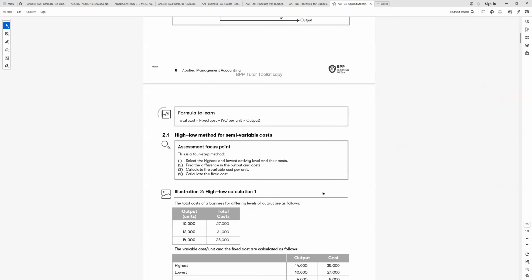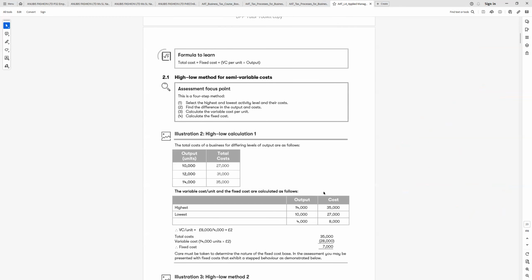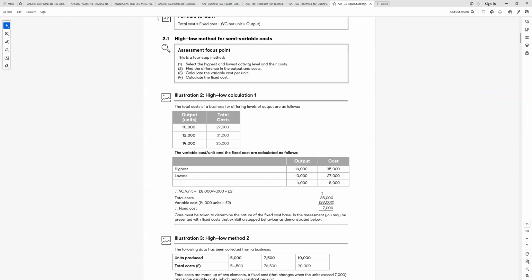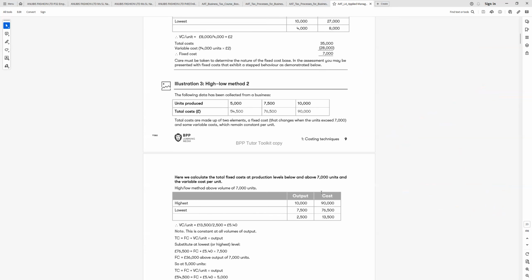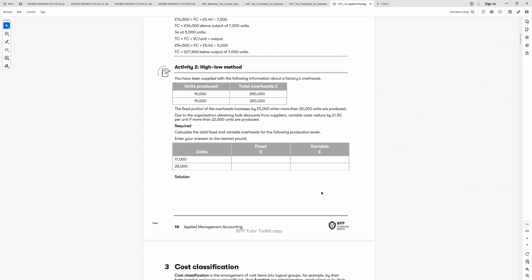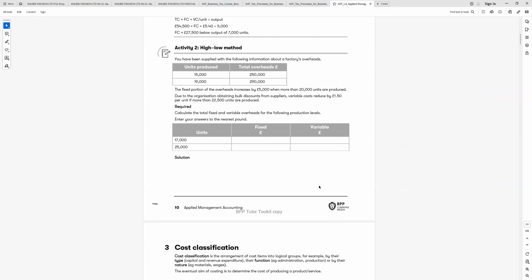The next one we have here, the high-low method. The high-low method is very simple, we have done it before as well. So we don't have to look at the example. We can go straight to the question to see how to do the high-low method because it's quite simple. To do the high-low method, we need the high unit and the high cost and the low unit and the low cost. So you can see here, we have the question. It says, you have been supplied with the following information about the factory overhead. So you have 15,000 units, the cost is 250,000.